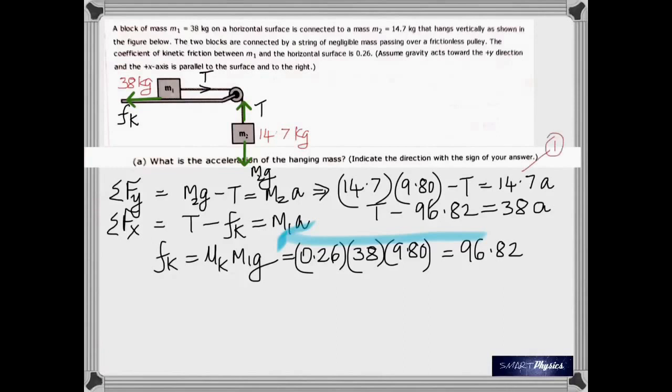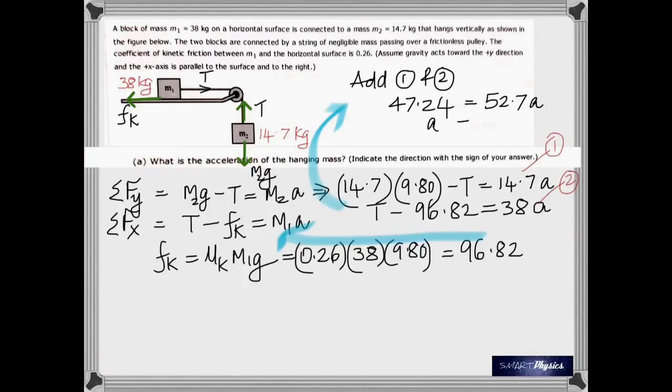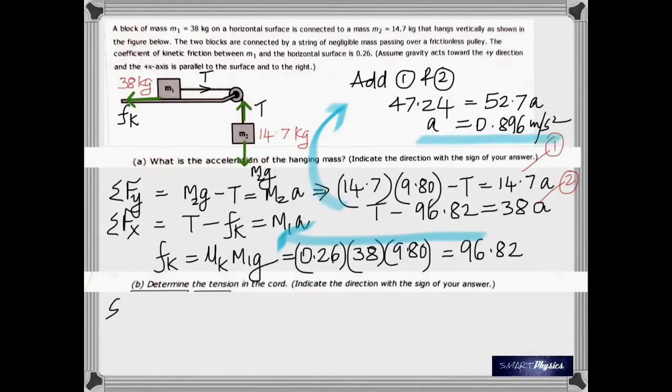So we got equation 1 and equation 2. If we add these two equations, definitely we're going to get tension out of the way. So add 1 and 2, and you have to multiply 14.7 times 9.80, then minus 96.82. That gives you 47.24 is that, and the acceleration is 0.896 meter per second squared.